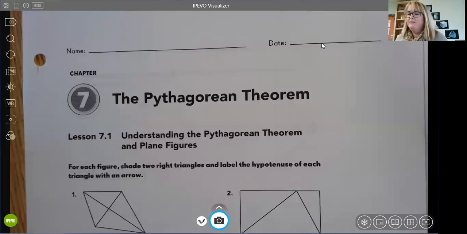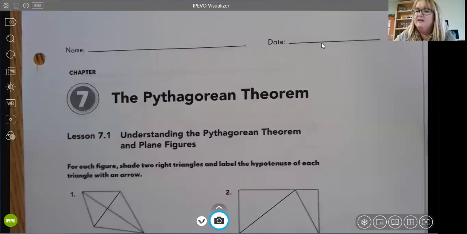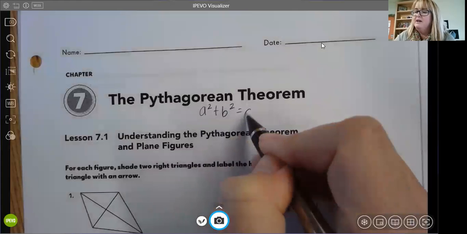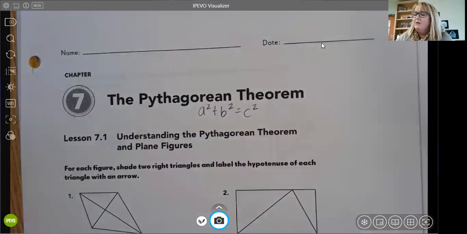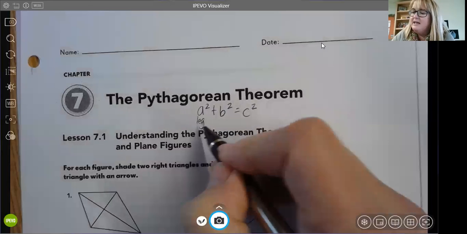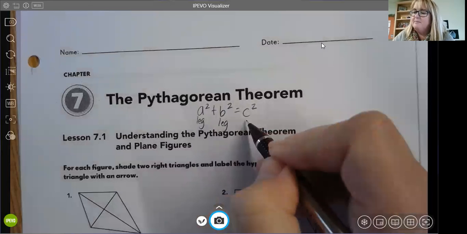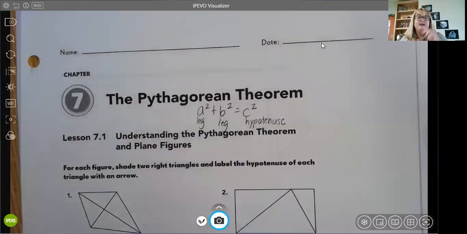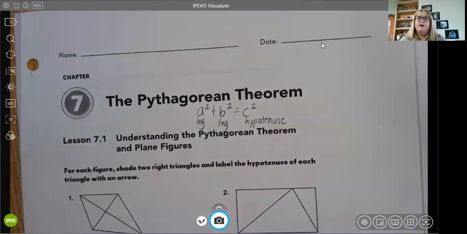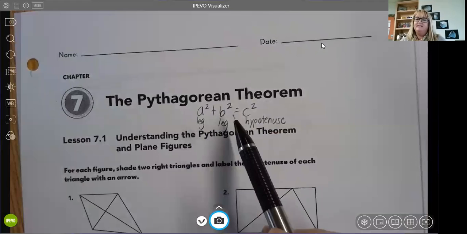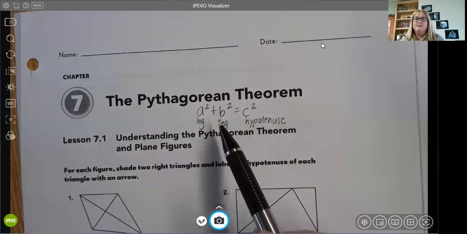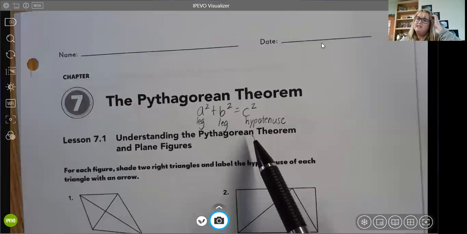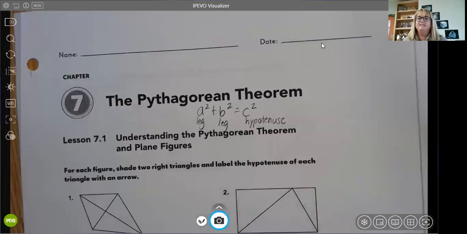If you'll recall, the Pythagorean Theorem says that in a right triangle, a squared plus b squared equals c squared. Pythagoras found a relationship where a is a leg, b is a leg, and c is the hypotenuse. If you were to square the measurement of the two legs and add them together, the sum is the same thing as what you would get if you squared the hypotenuse. And we can use that relationship to solve problems.